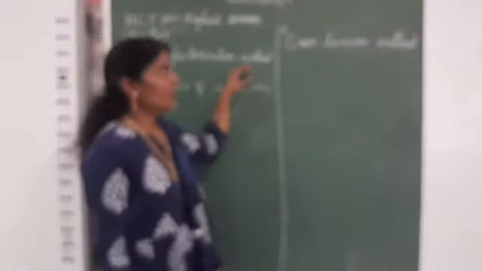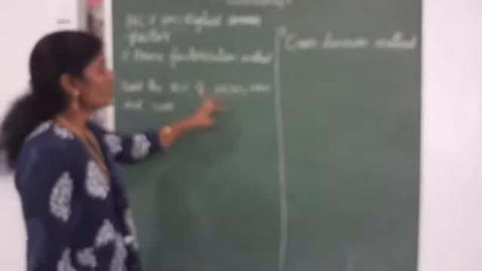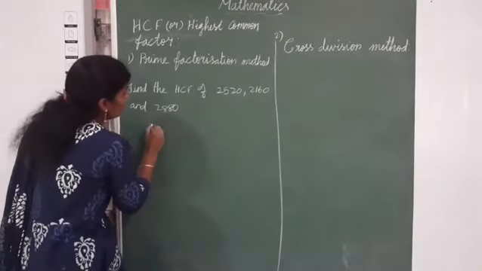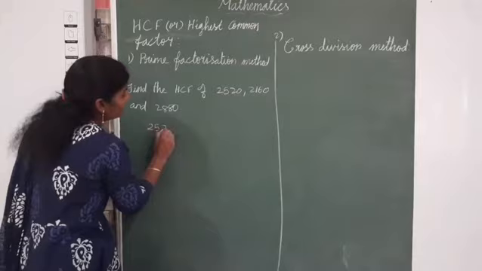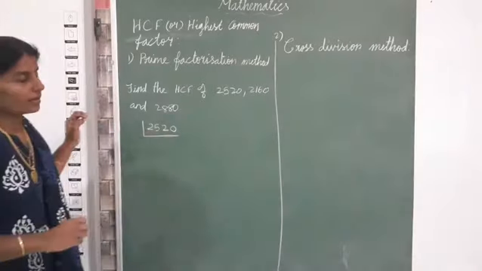HCF, or highest common factor. How can you find it? We have two methods: the prime factorization method and the cross division method. Now, prime factorization method: find the HCF of 2520, 2160 and 2880. We can use the prime factorization method. First, 2520 using the method. Okay.